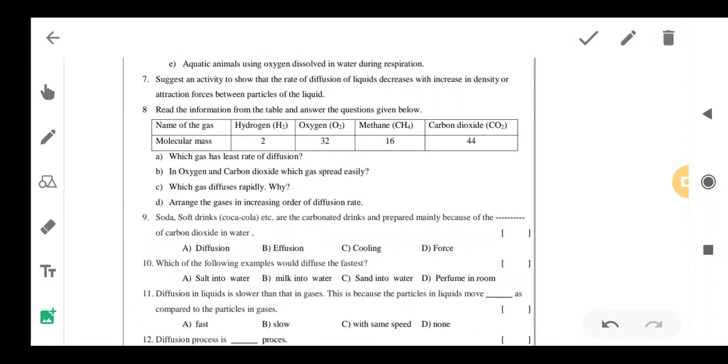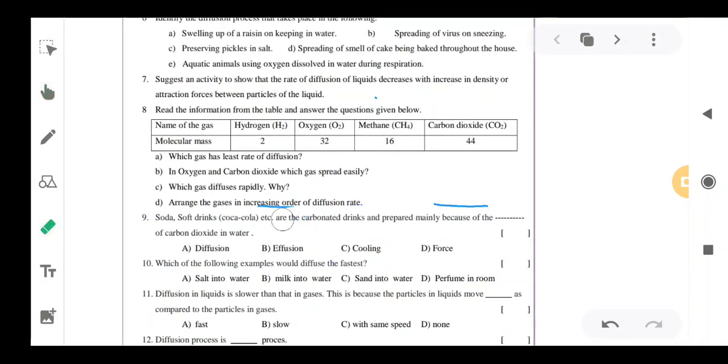So see, what is in A? A is which gas has the least rate of diffusion. We already discussed that the gas with the highest molecular mass will diffuse the least. That means whichever has more mass diffuses less. So the answer is carbon dioxide. So here you have to write carbon dioxide. This is the answer for A.